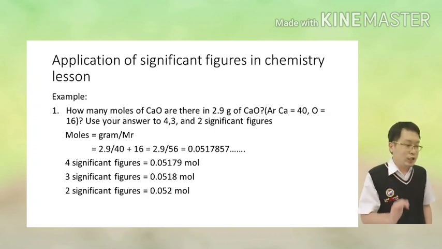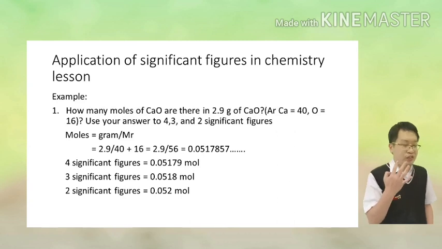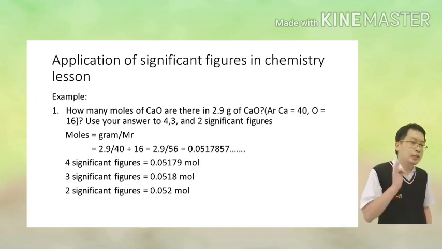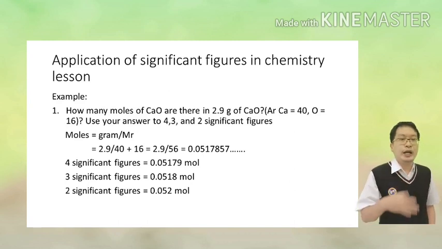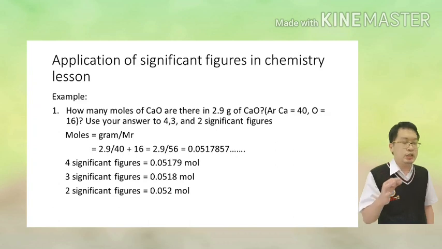And then we go to 3 significant figures. After you are done with 4 significant figures, 0.05179, we can continue to 3 significant figures, round off to 0.0518. After you are done with 3 significant figures, how to get 2 significant figures? One more time, step by step. You check how many significant figures, continue to the question, finish 4 significant figures, then go to 3 significant figures, and the last to get 2 significant figures, you can maintain it from 3 significant figures 0.0518, and then round off to 0.052.